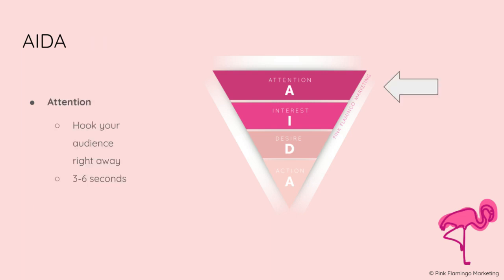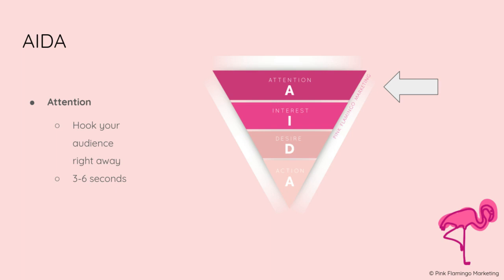The first stage is attention. It is the ability to hook your audience right away. Now, remember that people have a very short attention span, so you have around 3 to 6 seconds to grab their attention. On social media, in particular Instagram, I'd say this is probably more like 2 seconds due to the speed that people swipe through their newsfeed.